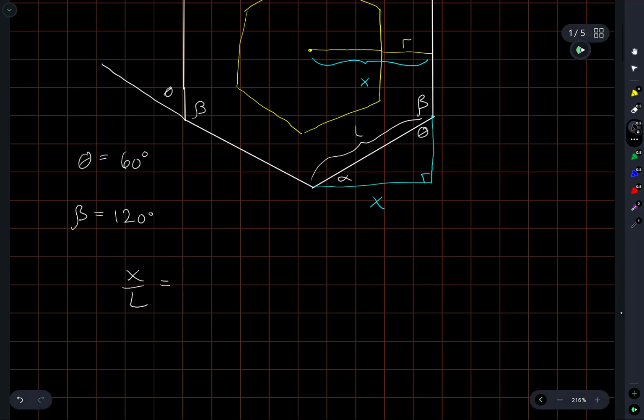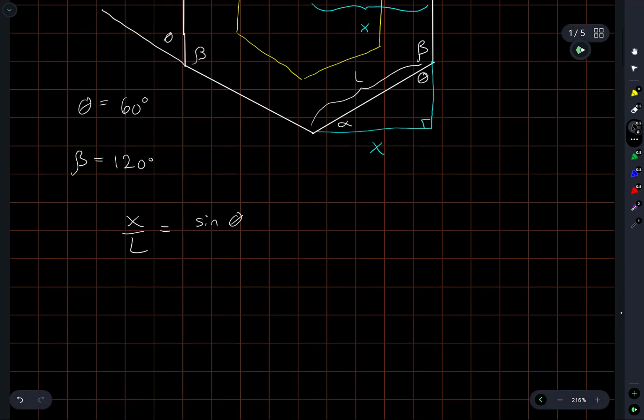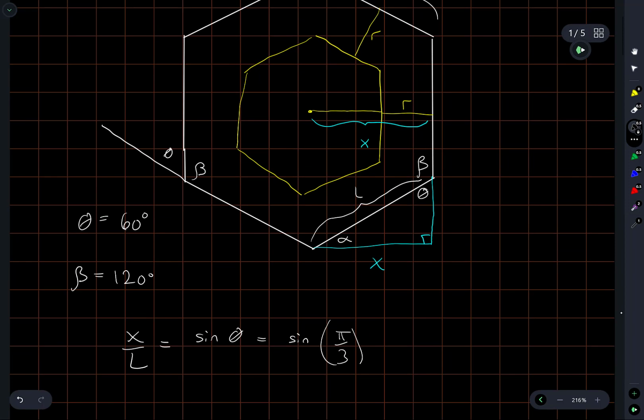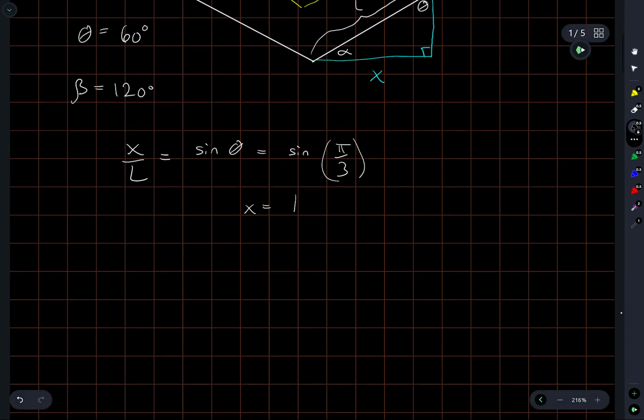X over L is equal to sine theta. So X over L is sine of 2 pi over 6, right? Or pi over 3. I don't remember what that is, but we'll figure that out later. Okay, so sine pi over 3. So X is then L times sine pi over 3.